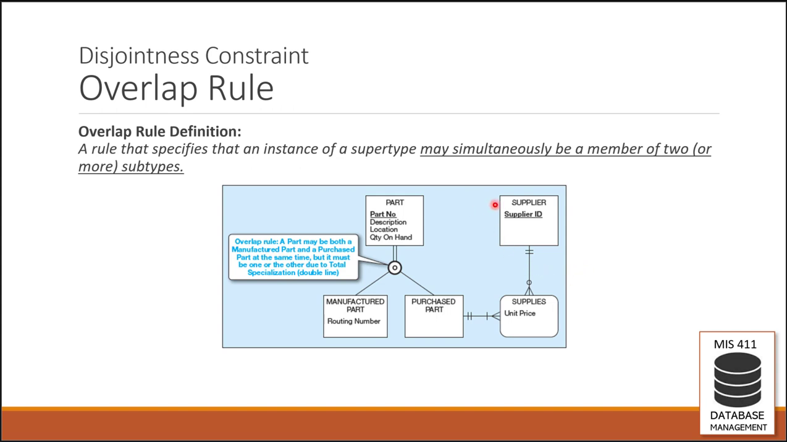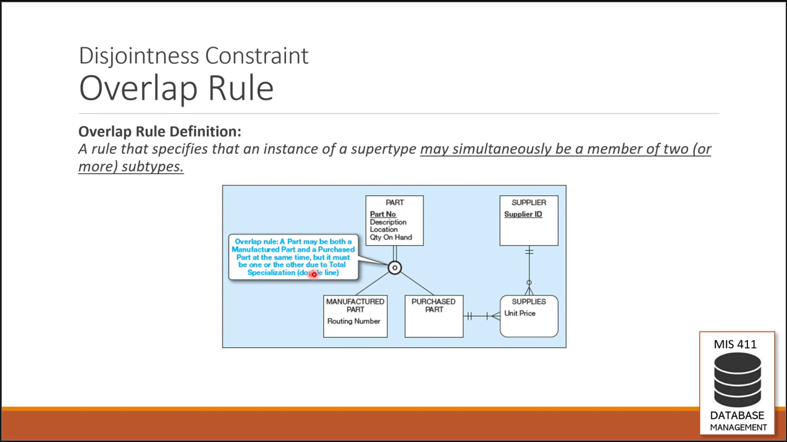So the other option for disjointness constraint, we talked about the disjoint rule. The alternative is the overlap rule. So the overlap rule definition is a rule that specifies that an instance of a supertype may simultaneously be a member of two or more subtypes. Okay, so here we have a part, and we have manufactured parts, and we have purchased parts, and we have the lowercase o that indicates that this is an overlap rule as opposed to the lowercase d for the disjoint rule. All right, and what we're saying here is a part may be both a manufactured part and a purchased part at the same time.